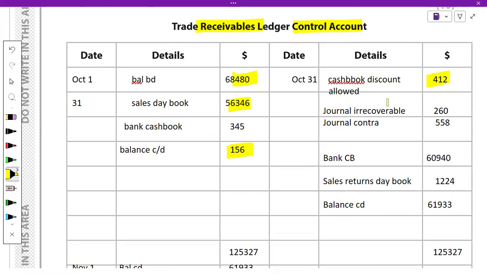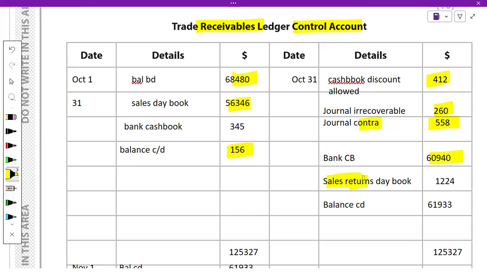So this is irrecoverable debt. It means that irrecoverable debt would be debit and the trade receivable control account would be credited. So that is why 260 is here. The contra entry would be on the credit side, and this is the balance which we receive from a customer, which is 60,940. Sales return day book means that this is a sales return, and the balance is coming from the sales return day book.